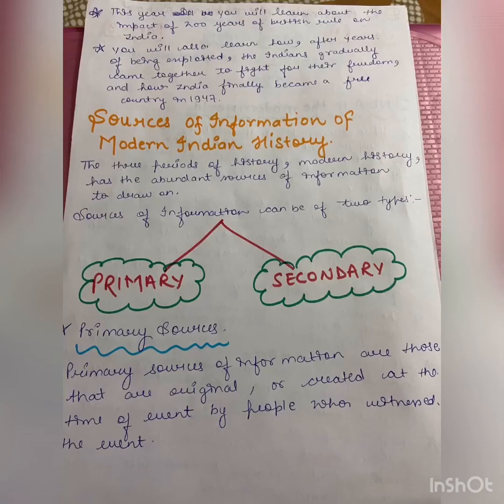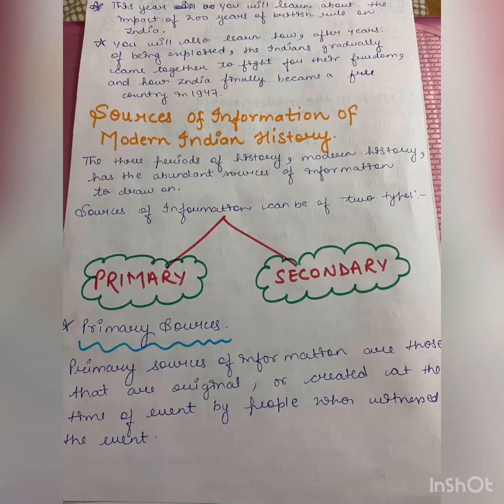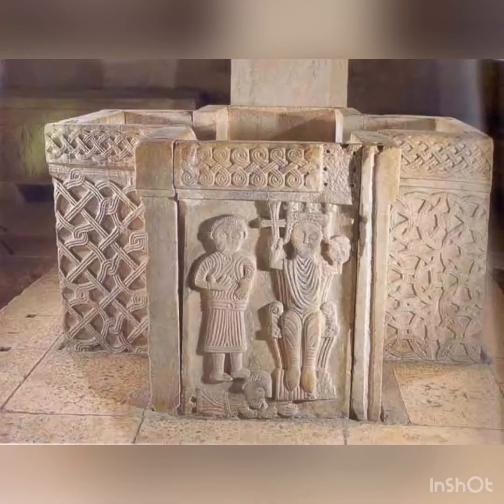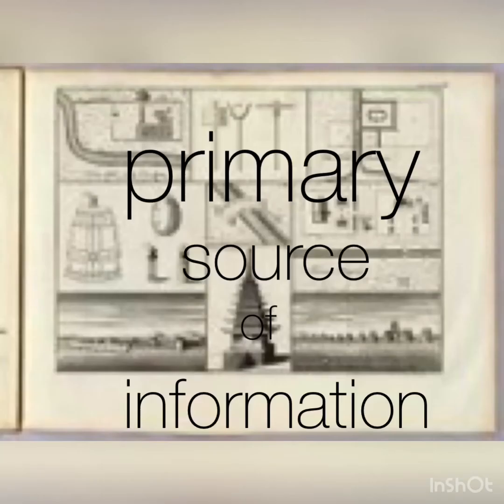Now we will start our next topic, that is sources of information of modern Indian history. There were three periods of history. Modern history has abundant sources of information to draw on. Sources of information are of two types, primary and secondary. Today, first we'll start with primary sources of information.